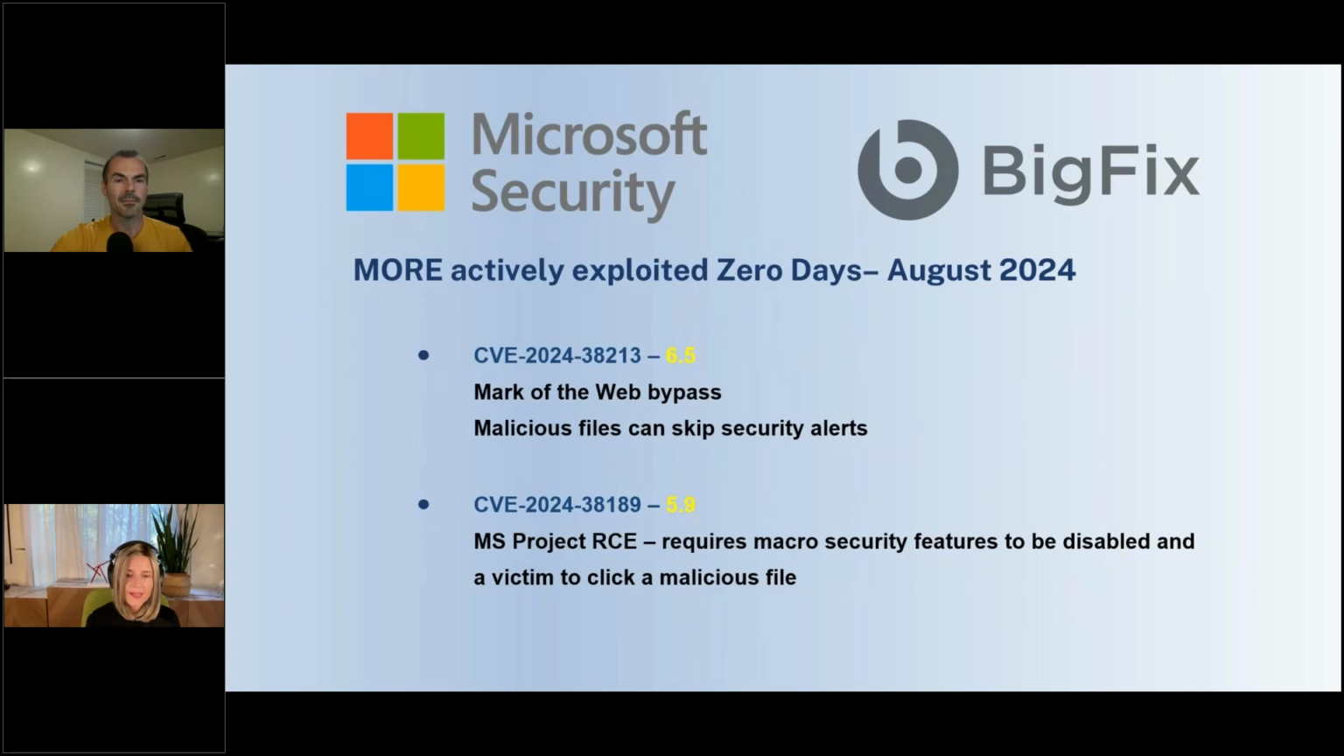Okay, and that's why that one's higher than 38189. Yeah, correct. It's got an extra checkbox. And they're very similar, right? It's another phishing attack vector. The project remote code execution exploit requires a user to open a malicious file.